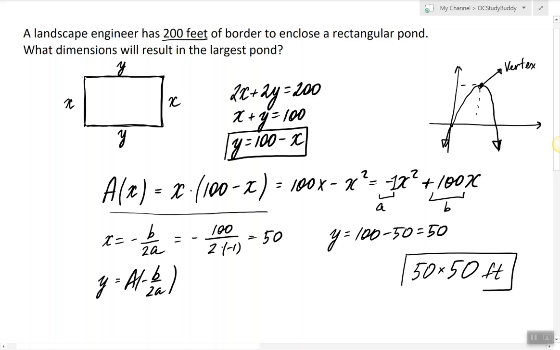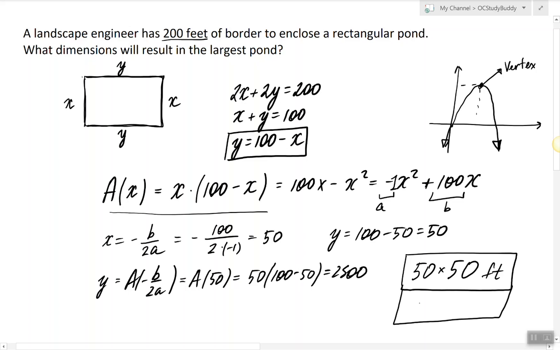Now, even though this question doesn't ask for the largest area, we can easily find it by evaluating the area function at 50. So 50 times 100 minus 50 is 2500. So the largest area is 2500 feet squared. So this is how we use the properties of quadratic functions to solve an applied math problem.